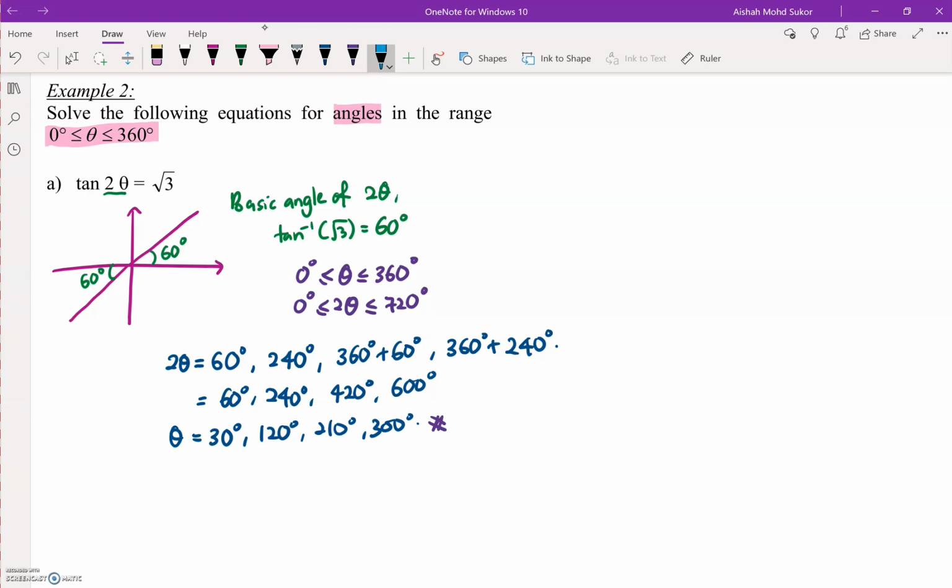Basically, we have 4 steps here. The first step is to identify which quadrant. The second step is to find the basic angle. The third step is to define your interval. And the fourth step is to solve for the angles.